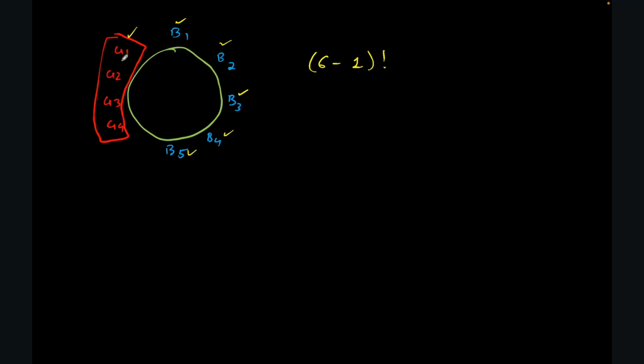However, since this is a whole bundle, I've bundled the girls together, I can arrange these girls in 4 factorial ways. Again, I'm not going to do 4 minus 1 because there's no circular arrangement for this. It's just a linear arrangement. So my final answer is going to be 5 factorial times 4 factorial. This was case 2.